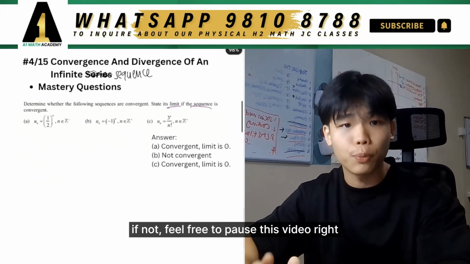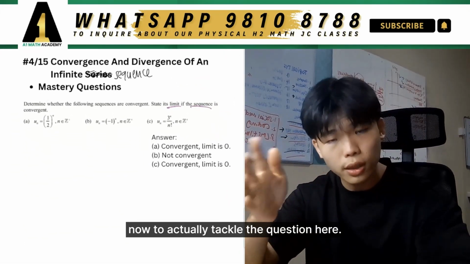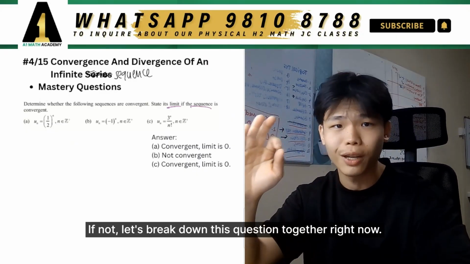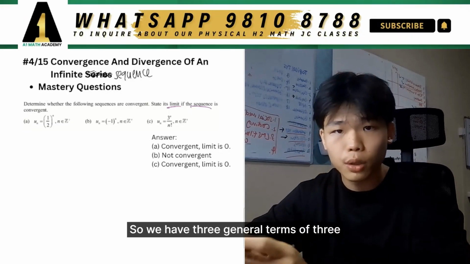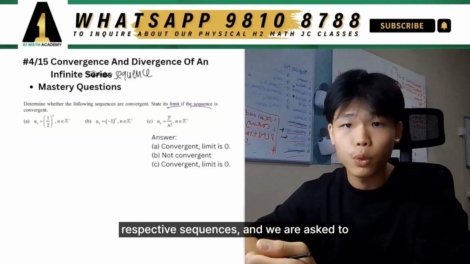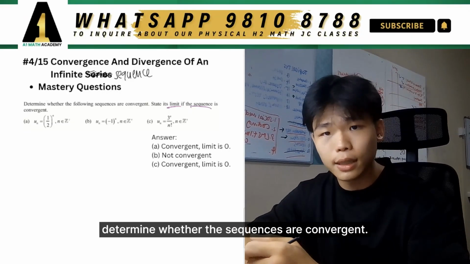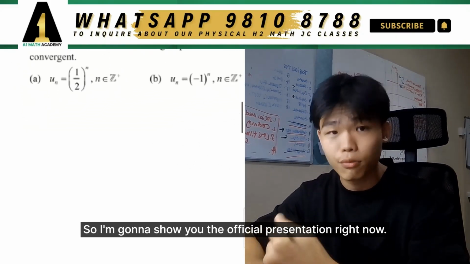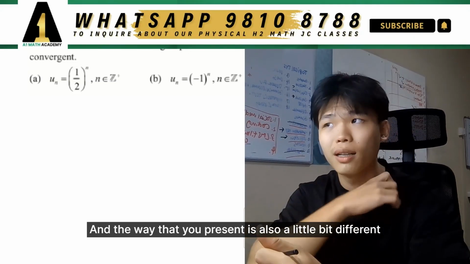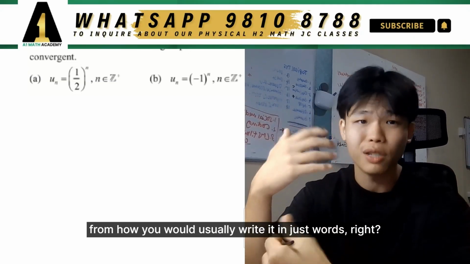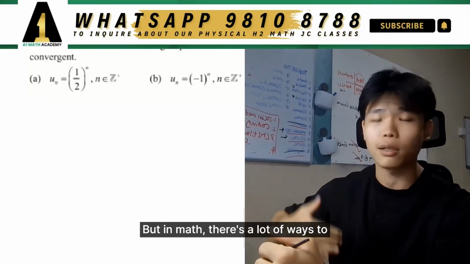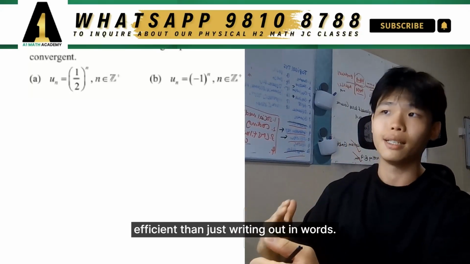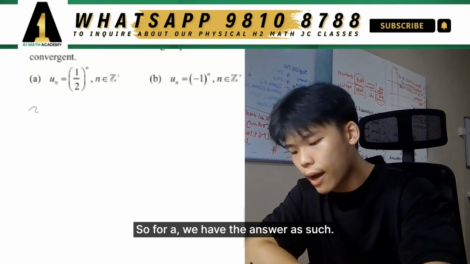If not, feel free to pause this video right now to actually tackle the question here. And once you're done, return back to this video. If not, let's break down this question together right now. So we have 3 general terms of 3 respective sequences, and we are asked to determine whether the sequences are convergent. So I'm going to show you the official presentation right now, and the way that you present is a little bit different from how you would usually write it in just words, right? But in math, there are a lot of ways to present your answers which are a lot more efficient than just writing in words. So for A, we have the answer as such.